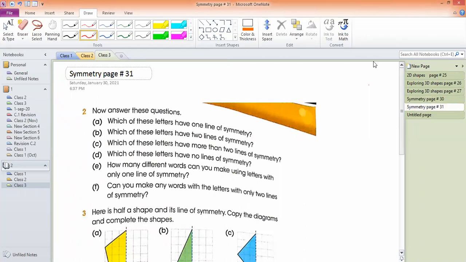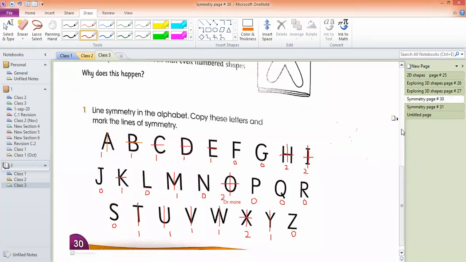Question number 2a. Did you finish writing the answer? Okay. You have to do it by yourself. I will write the answer, but try to do it by yourself, guys. Try to complete it by yourself. Check from page number 30. Check which alphabets have one line of symmetry and write.